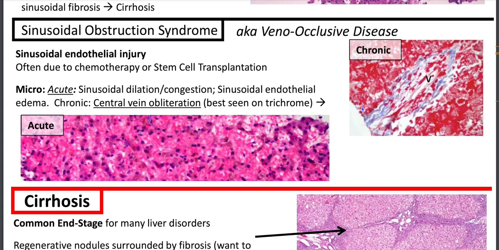Sinusoidal obstruction syndrome, aka veno-occlusive disease. So this is sinusoidal endothelial injury, and this can often be due to chemotherapy or stem cell transplantation. And histologically, in acute sinusoidal obstruction syndrome, you'll have sinusoidal dilation, congestion, sinusoidal endothelial edema. In chronic, you can have central vein, zone 3 obliteration, best seen on trichrome.